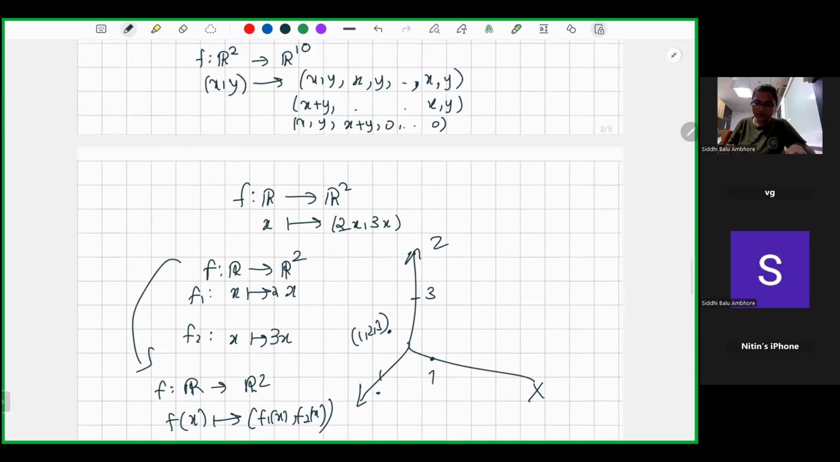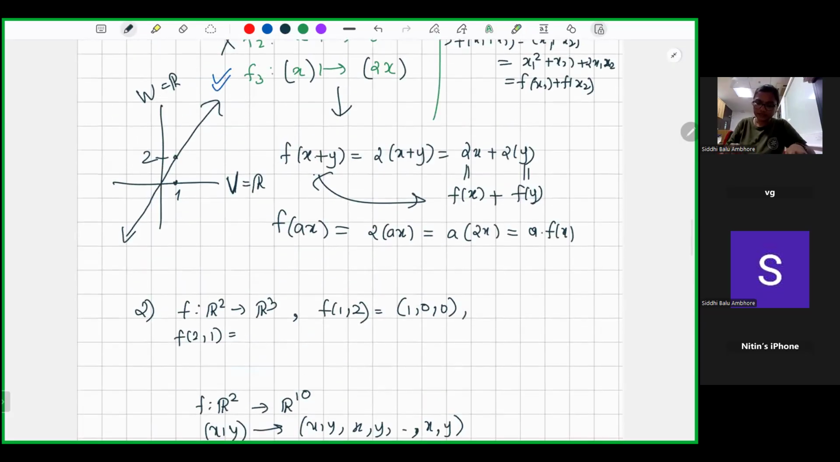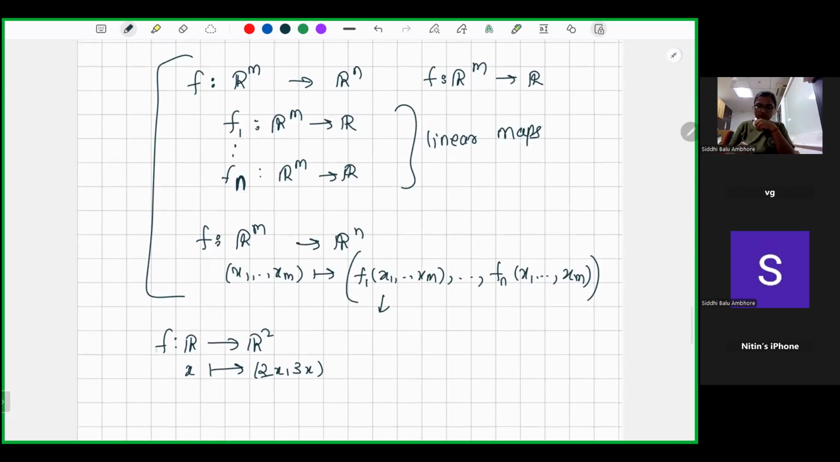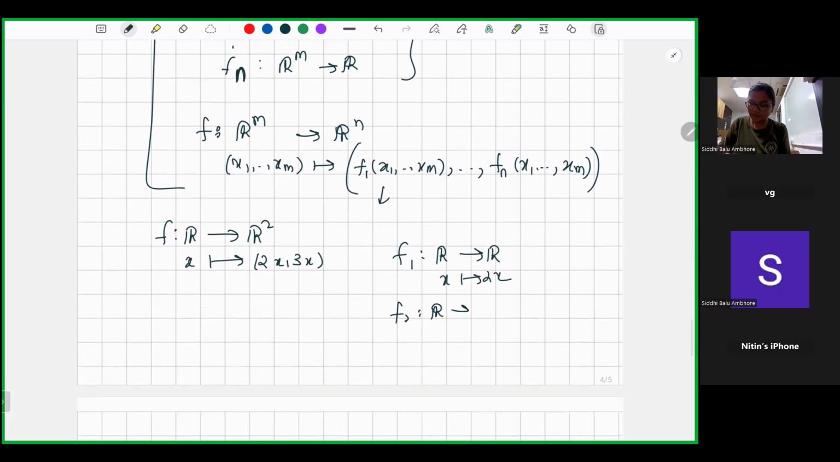Here you already mentioned that the function is 2x comma 3x because it is in R2. So this is f1, for example, and it is my example here. F1 is from R to R because my domain is R here. So this is x going to 2x, and F2 will be R to R, x going to 3x.